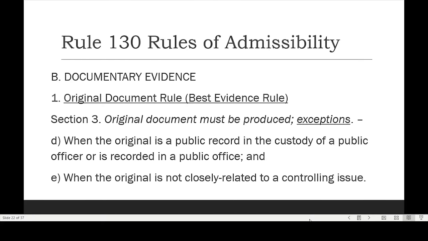Fourth exception, when the original is a public record in the custody of a public officer or is recorded in a public office. So if it's a public document or public record kept in a government office, in that case the government office may just issue a certified true copy of that public document or public record. Letter E, last, is when the original is not closely related to a controlling issue. So those are our exceptions to the original document rule.